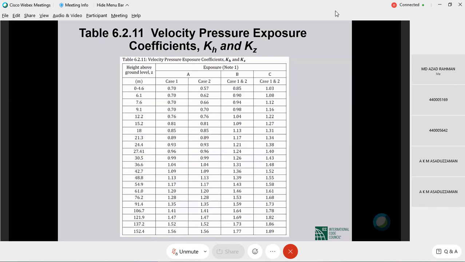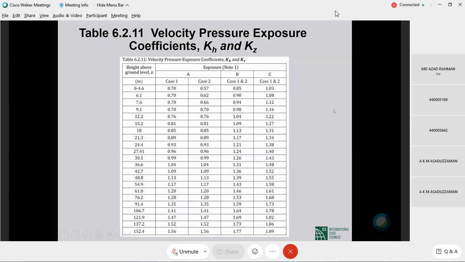The exposure category, how you establish whether you have A, B, or C, we have gone over. Once you have your exposure category, you can determine K sub H, which is the K at the mean roof height level, or K sub Z, which is at any height Z above ground level, from this table. So this is exposure A, this is B, this is C. Case 1 and case 2, one is for main wind force resisting system, one is for components and cladding. For exposure B and C, there is no difference between main wind force and component and cladding, but for exposure category A, there is a difference only up to height of 15.2 meters. After that, the numbers are all the same.